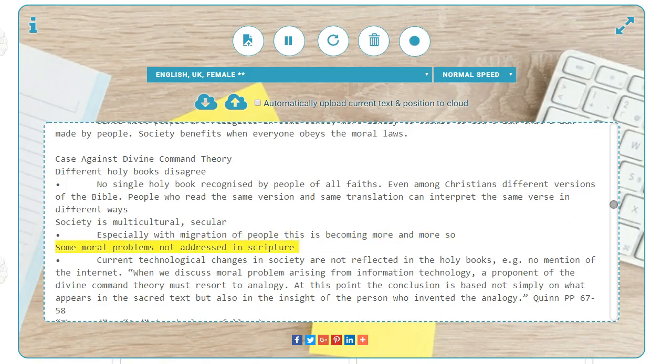Some moral problems are not addressed in Scripture. Current technological changes in society are not reflected in the holy books, e.g. no mention of the Internet. When we discuss moral problems arising from information technology, a proponent of the divine command theory must resort to analogy. At this point the conclusion is based not simply on what appears in the sacred text but also on the insight of the person who invented the analogy.